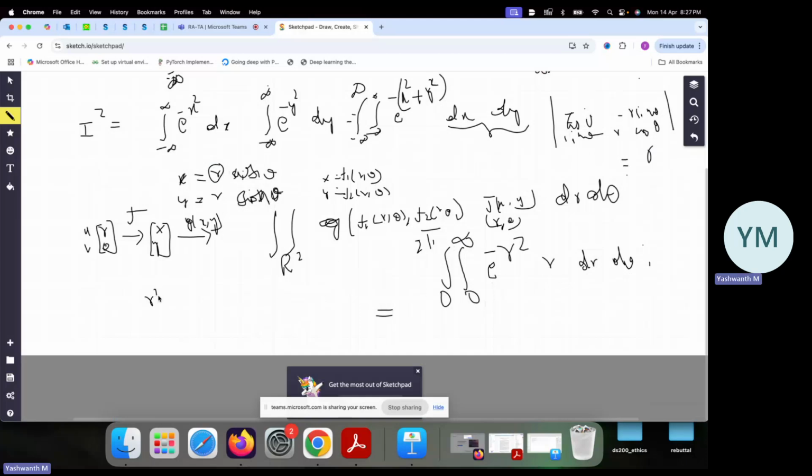Let's substitute r squared to be t. Then r dr is dt over 2. So theta from 0 to 2 pi, and t from 0 to infinity, of e power minus t, half dt d theta. This is 1, and finally we get half times 2 pi. This is equal to pi.